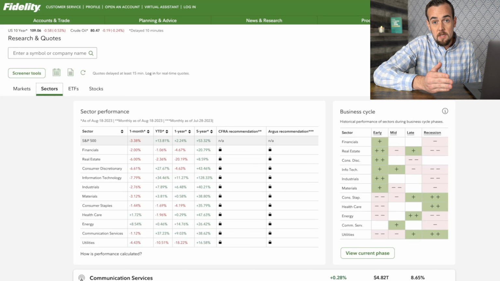Now, you might think that once you figured out your allocation, you can just set your portfolio and forget it until you have to change those numbers around every 5 years, for example. But that is not the case. And that is based on something called portfolio drift. Let's get into that now.